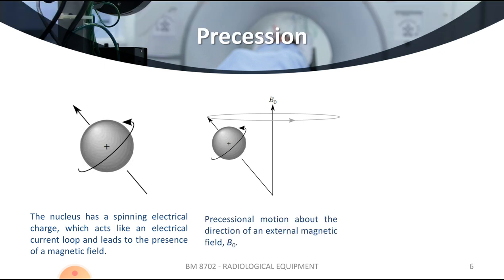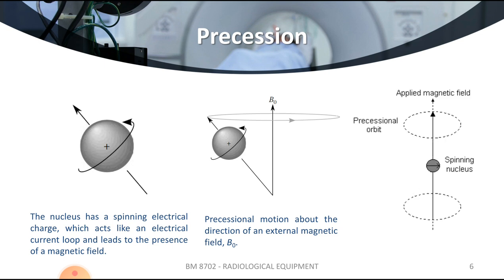If you look here, precession is about the direction of the external magnetic field. That is in case of MRI. When you apply a magnetic field, the atoms start rotating around their axis. If you look at this picture, you can see how it is spinning around its axis. In the direction of the applied magnetic field, the atom is spinning, just like how the top is rotating, right? So that is what precession is.